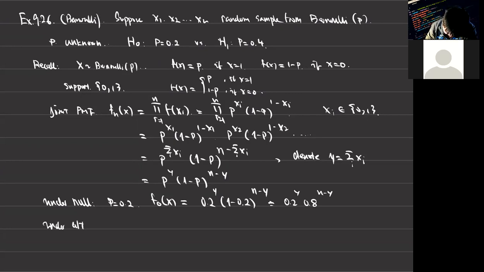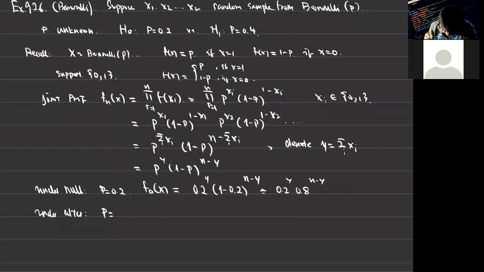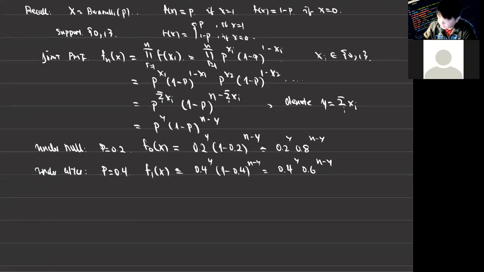How about under the alternative? Under the alternative, what is p? p is 0.4, 40%. I'm going to use the notation f1. This f1 does not mean one observation. It means the f of x under the alternative hypothesis. So we plug in 0.4, 40%. So 0.4 to the y, 1 minus 0.4 to the n minus y. With a little bit of math, that is 0.4 to the y, 0.6 to the n minus y. All right. Here we essentially worked out the joint PMF under the null versus under the alternative hypothesis. These values are essentially taken from the problem.